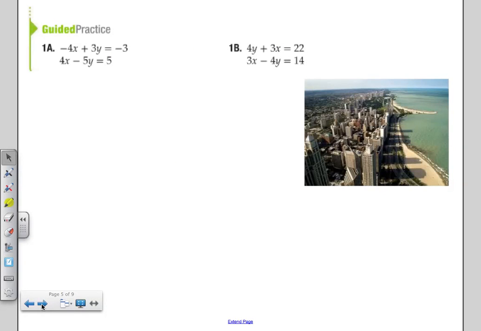Here are 2 practice problems. Why don't you try those and see how you do, and graph them to see if your answer looks right.